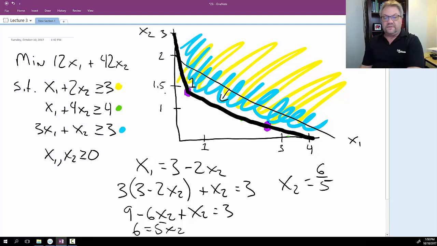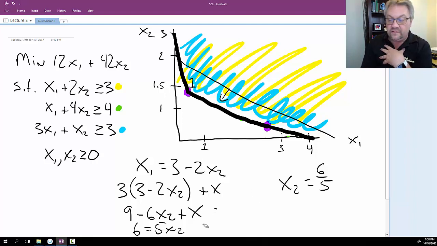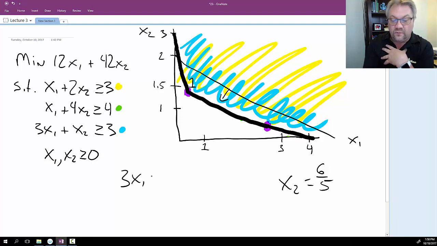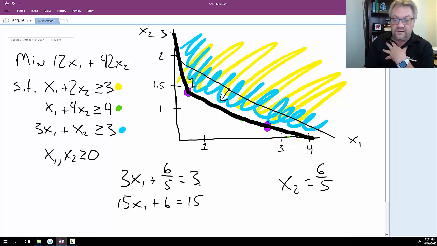So then I can take this x2 and just plug it into either constraint. So I'm going to make this easy on myself, and I'm going to plug it into the third constraint because now I have 3x1 plus 6/5 is equal to 3. Multiply both sides by 5. 15x1 plus 6 is equal to 15, right? And then move that over. 15x1, that's 9. Therefore, x1 is 9 over 15.